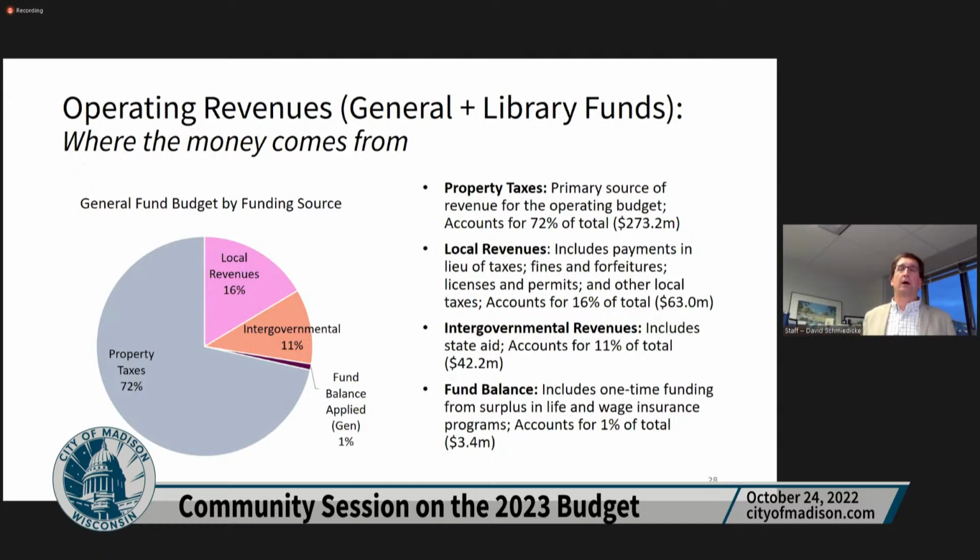And then we have a small amount of what we call fund balance applied. This is one-time funding, and it's coming from a surplus in life and wage insurance programs for employees. And that's about $3.4 million, and that'll be used for a one-time payment to employees in 2023.